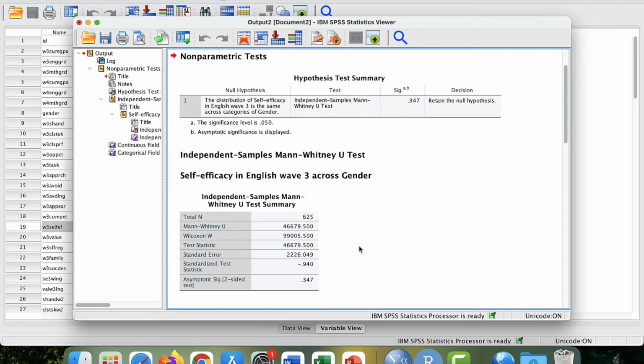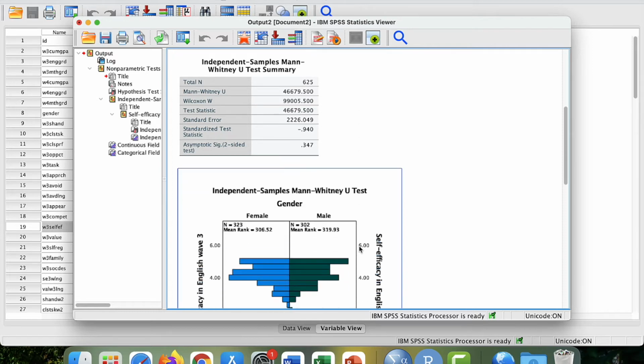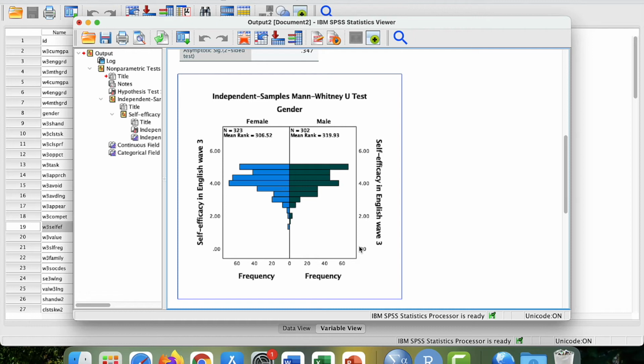Now SPSS gives a bunch of other output, which is pretty interesting to look at. The frequency of the scores in the 2 groups, and as you can see, it looks like it is negatively skewed. Most of the values are up here, up at the highest levels. So remember, this is a 1 to 5 scale. So these top bars here are students who answered 5 on the self-efficacy questions.